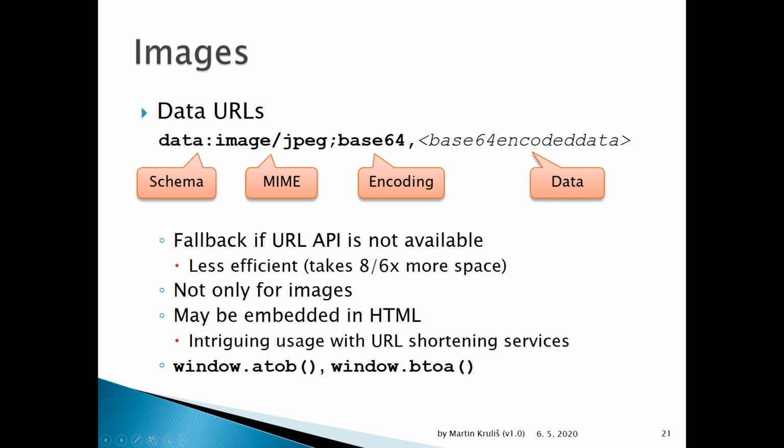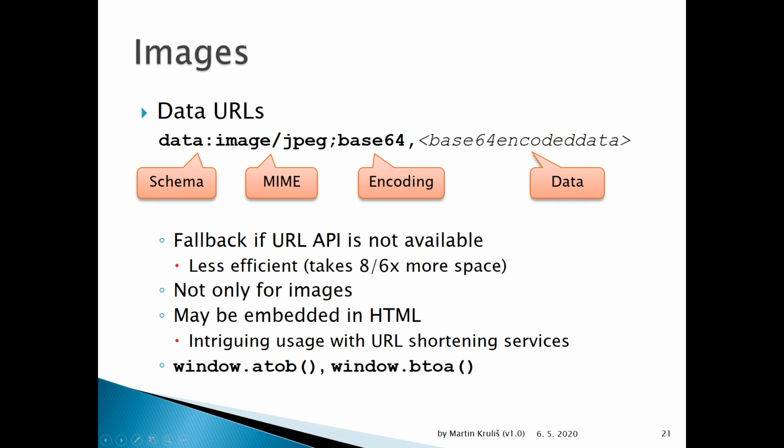However, it's slightly inefficient because base64 encodes every 6 bits in one character of 8 bits, so there is some increase in size, it takes more space. On the other hand, this goes for all the other content, so this is not just specific to images, but we can use it for any other content, including HTML documents themselves actually.